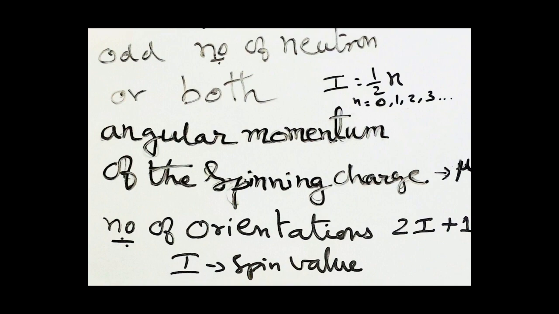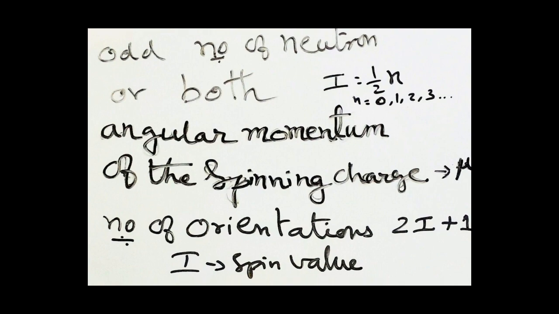If you place such a nucleus having magnetic properties in a magnetic field, then it has different orientations. The number of orientations shown by the nucleus is given by the formula 2I plus 1, where I is the spin value. For a hydrogen nucleus, I is equal to 1 by 2, so 2 into 1 by 2 plus 1 is 2. A hydrogen nucleus has two orientations when placed in a magnetic field. Any nucleus with spin value I equal to half will have two orientations. Suppose you have a nucleus whose spin value I is equal to 1, for example deuterium, then 2 into 1 plus 1, 3 orientations are possible for a deuterium nucleus.